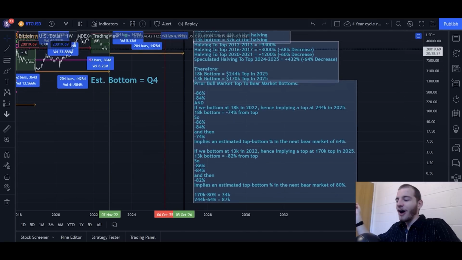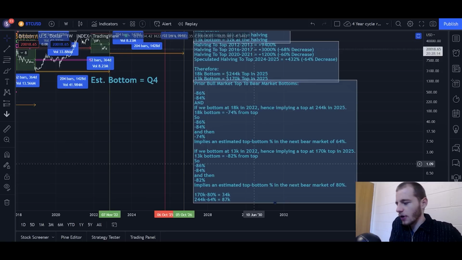And then we can say, all right, well, based on that, and assuming that plays out perfectly, which is a big assumption, by the way, it's a rough estimate, we can say, okay, if we bottom out at 18K this year, that means we top out at 244K in 2025. And if we top out at 244K in 2025, we will bottom out at 87K in October 2026. Okay, and under that same logic, if we bottom out at 13K in Q4 this year, we will top out at 170K in October 2025. And if we top out at 170K in October 2025, we will bottom out at 34K in October 2026. Now that's a mouthful, okay?